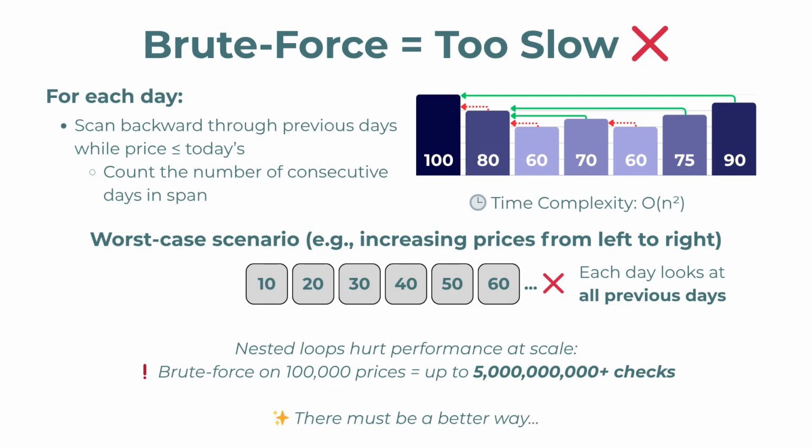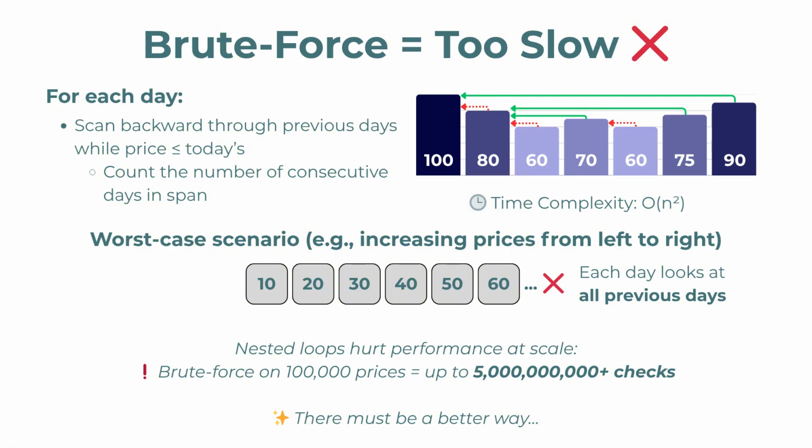Let's take a closer look at the brute force solution. For each day, we scan backward through previous days while the price is less than or equal to today's, and we count how many of those days make up the span. This works, but it's slow.